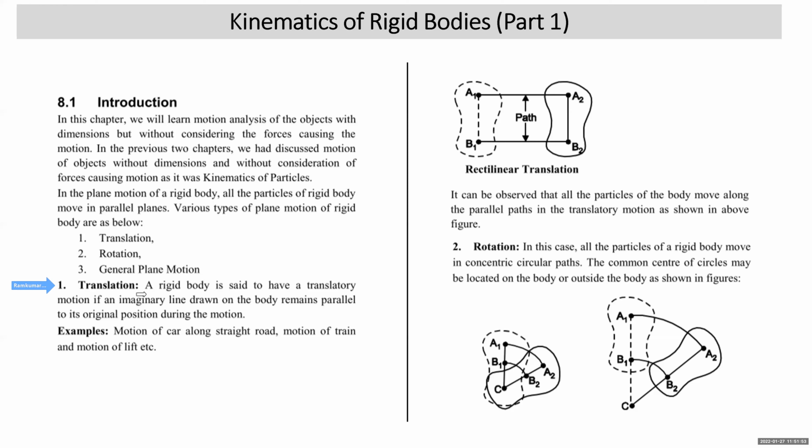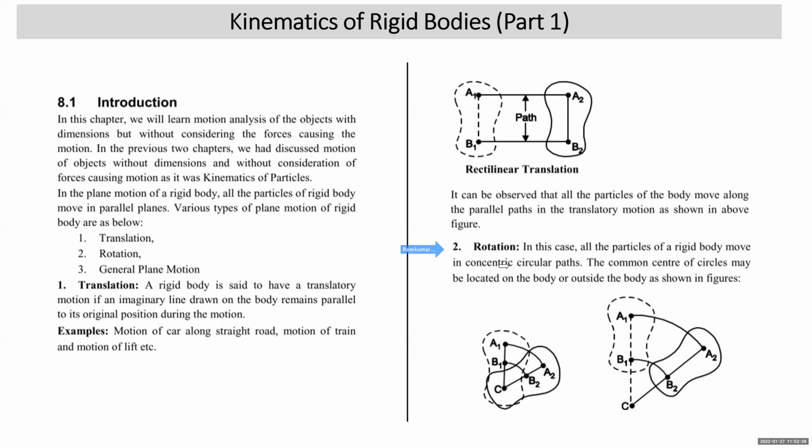All right, what are the examples? Motion of a car moving along a straight road, motion of a train along a straight road, motion of a lift, etc. So translatory motion concepts of a rigid body are almost the same as those of rectilinear motion. The only difference is that the size of the object is taken into consideration. Here we have shown a diagram where you can see that this is the body. It is in translating motion. This is the imaginary line A1, B1 we have drawn. During this entire motion, it has remained parallel to its original position, right?